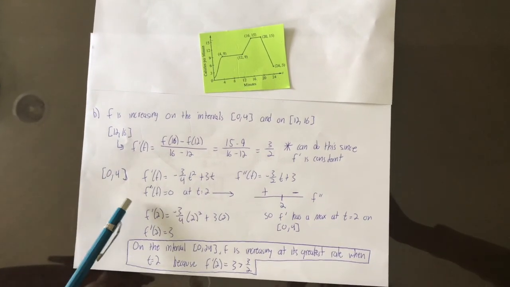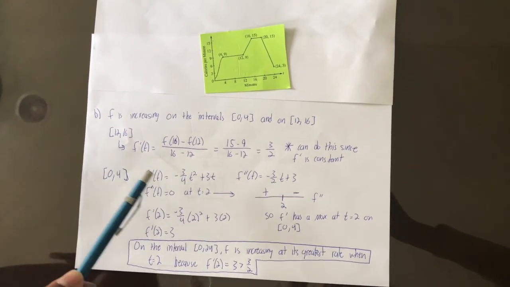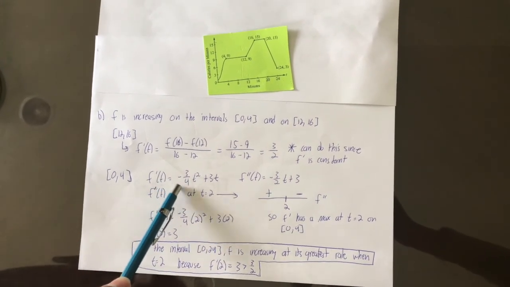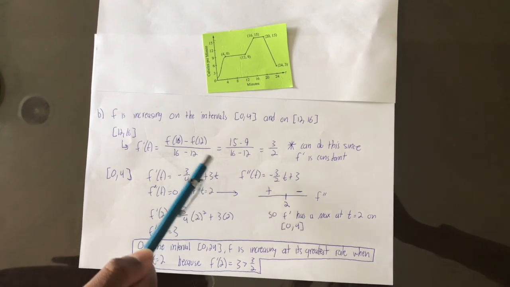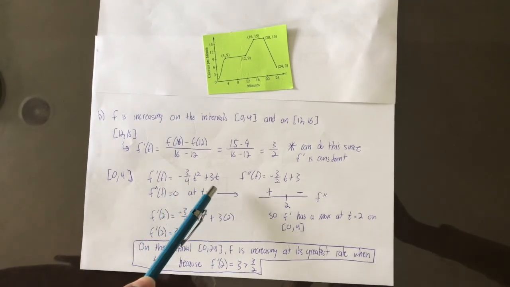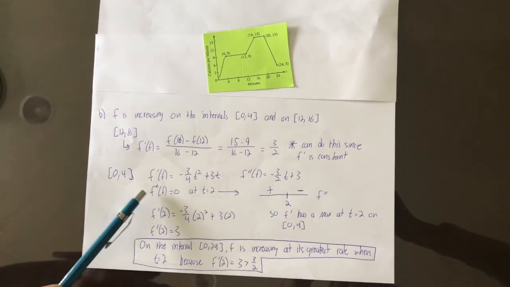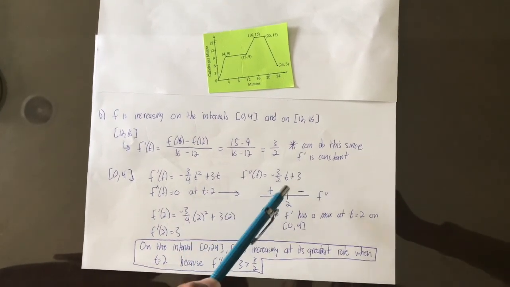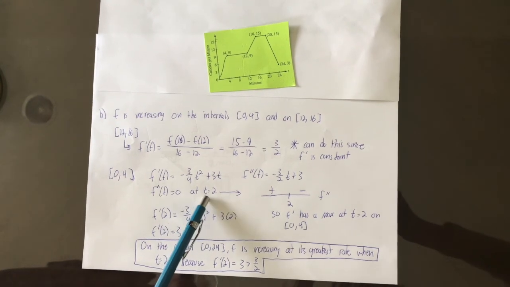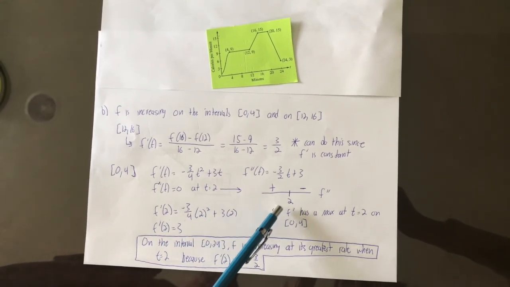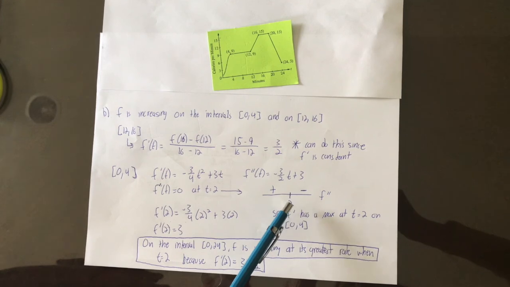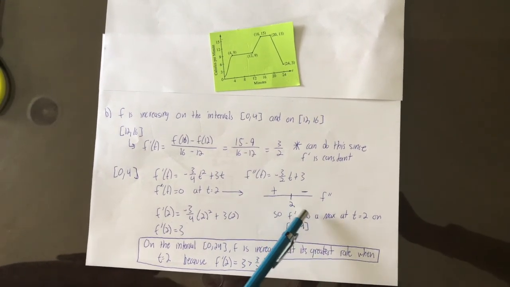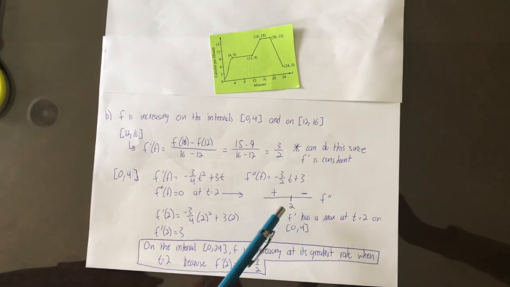For the interval 0 to 4, we can use a second derivative to see when f prime of t, which is negative 3/4 t squared plus t, is at a max. The way we calculate this is by setting the second derivative equal to 0. Second derivative is negative 3/2 t plus 3. This happens to equal 0 at time t equals 2. Then using sign analysis, we can see that time t equals 2 is a max of f prime. So the max of f prime on 0 to 4 is time t equals 2.